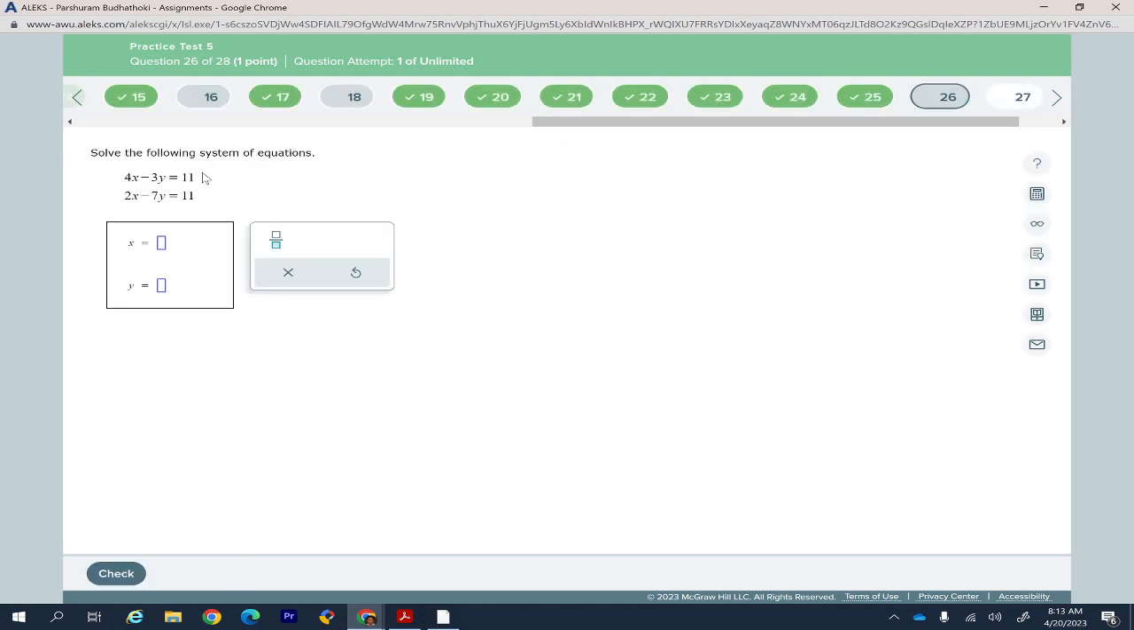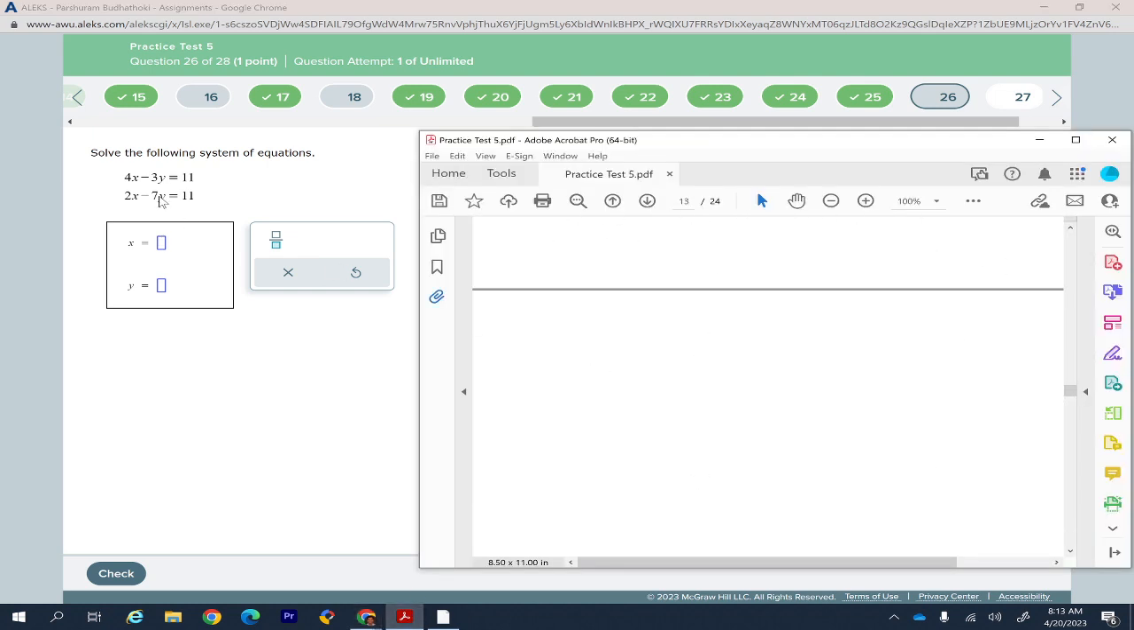This is also solving a system of equations. You can use the addition method here, because substitution is a little bit difficult. For using the addition method, you have to make opposite coefficients for one of the variables. If you look at the variable x, for the first equation there is a 4, and for the second equation there is a 2. So I can multiply the second equation by negative 2 and make the opposite coefficient for the x.